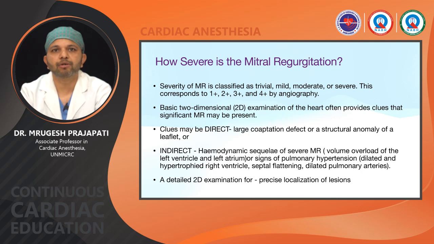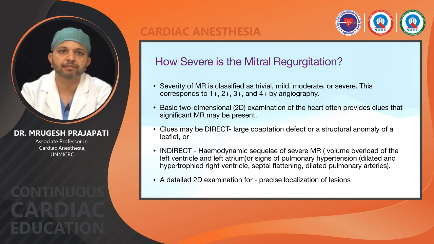The direct clues suggest a large coaptation defect or structural abnormality of the leaflet, while indirect clues may be hemodynamic sequelae of severe MR, like volume overload of the left ventricle and left atrium, or signs of pulmonary hypertension like a dilated and hypertrophied right ventricle, septal flattening and dilated pulmonary arteries. A detailed 2D examination is necessary for precise location of the lesion.